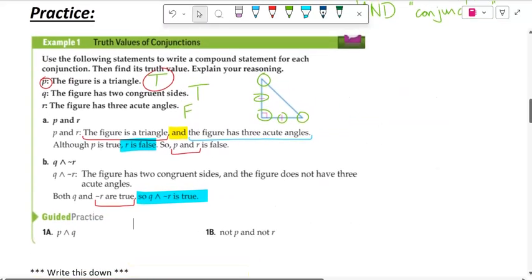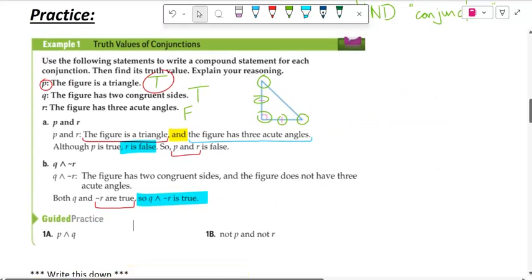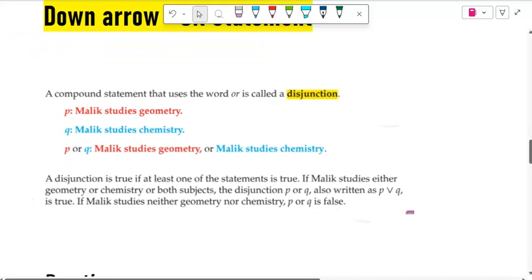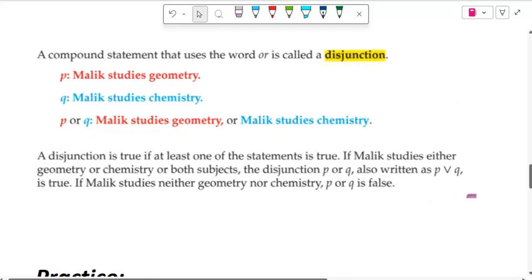Any questions on that? We're going to bring this home in a second. I'm going to give you guys a table to summarize all this. Any questions on that example? We'll move on. We already wrote this down. Up arrow is and, down arrow is or. Now we're going to go to some or statements here. Okay, Hunter Wayne, go ahead and be my next reader. Go ahead and just read this whole paragraph here.